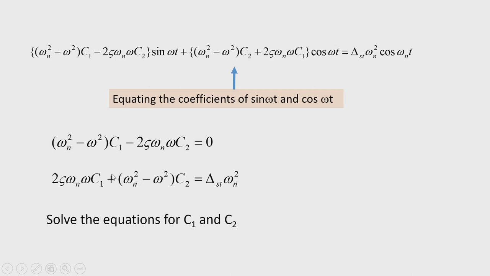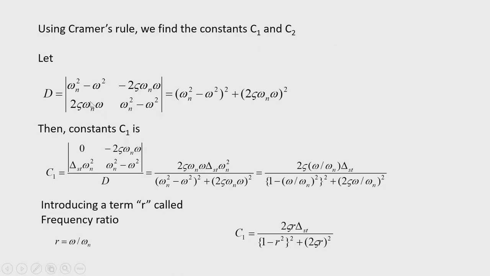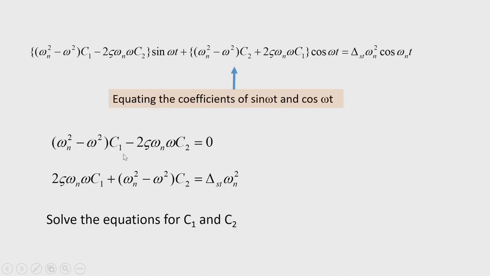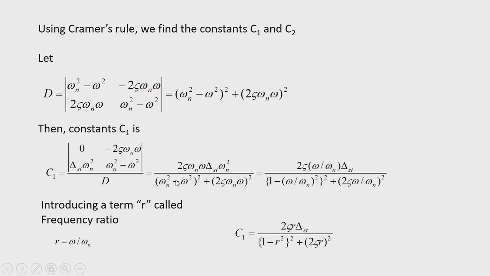Now, here I will choose Cramer's rule to solve these equations. If I choose Cramer's rule, then first let us find the determinant which will be formed by the coefficients of C 1 and C 2. So, this determinant is D, with omega n square minus omega square as the first row first column, and first row second column is minus 2 j omega n omega, like that second row first column and second row second column are written, and after expanding we will get omega n square minus omega square whole square plus 2 j omega n omega whole square.